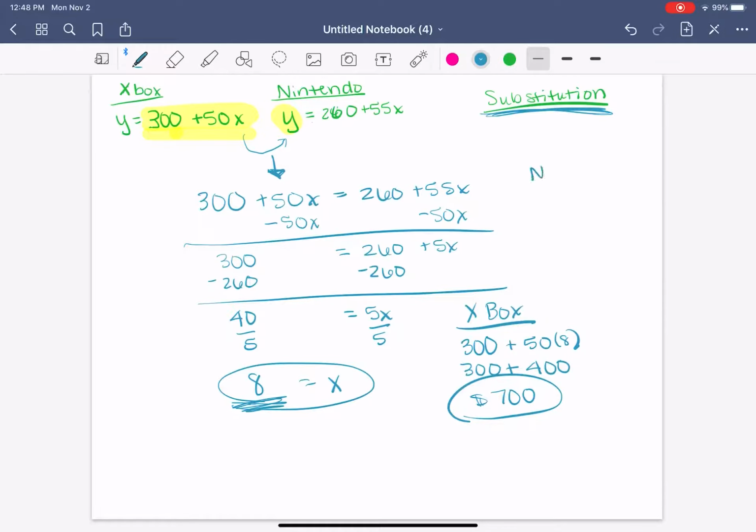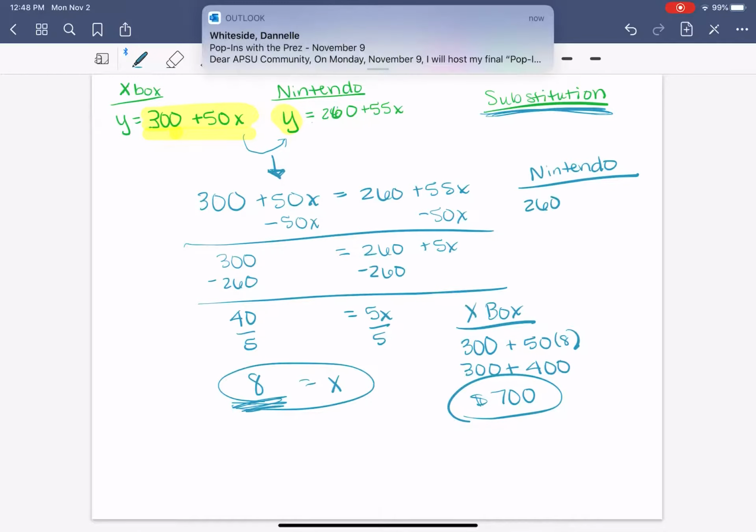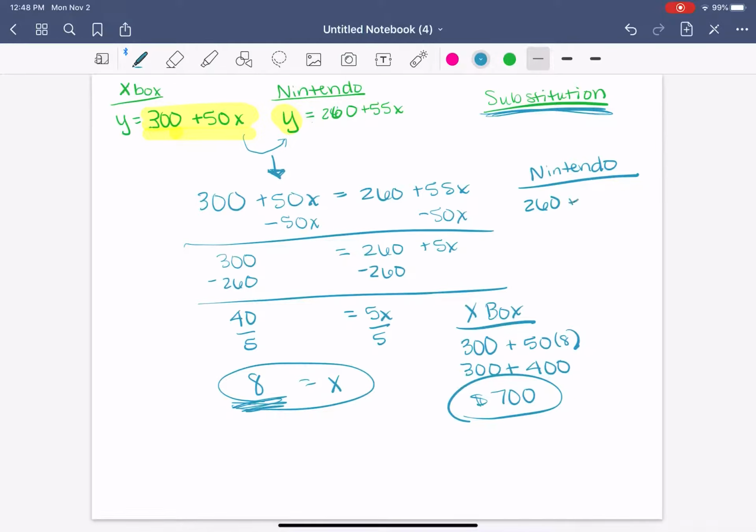For Nintendo, if I buy the system, that's $260 plus $55 per game. If I buy 8 games, I have $260 plus $440, which is also $700. So check. Okay, that works.